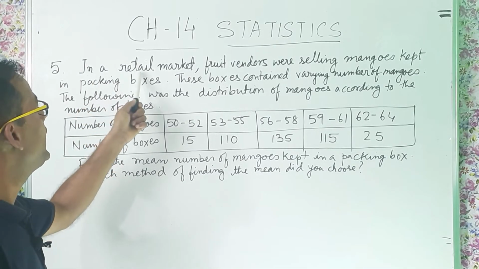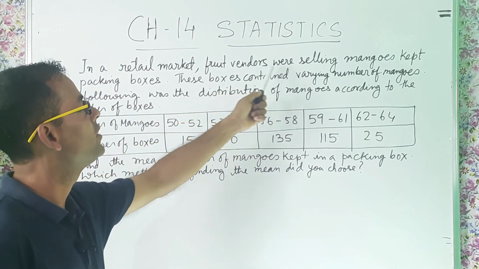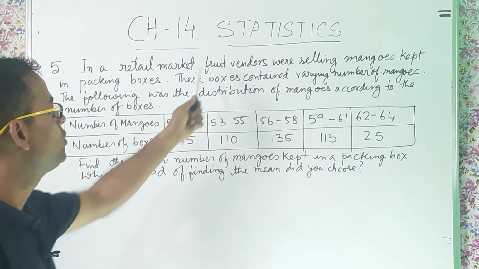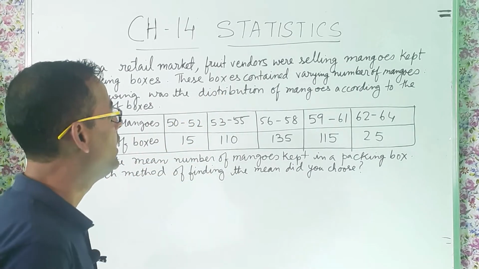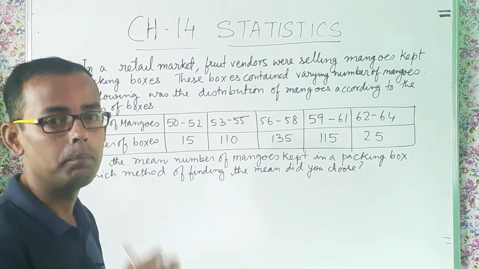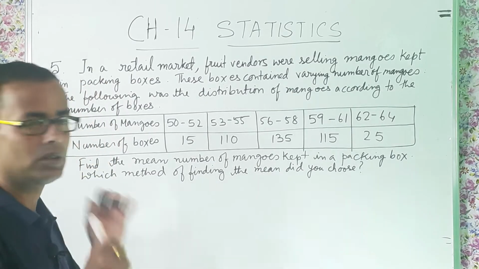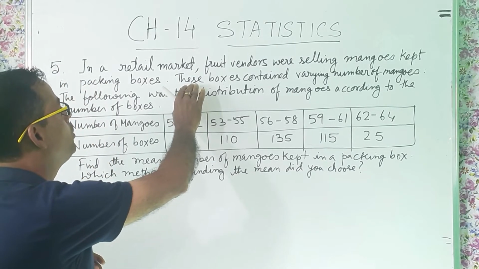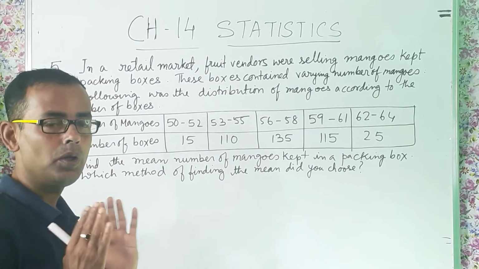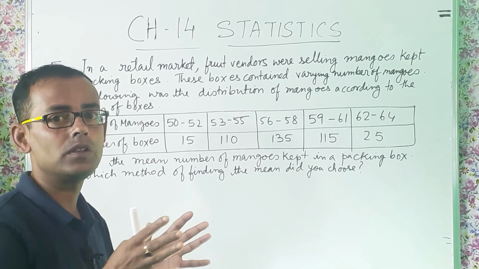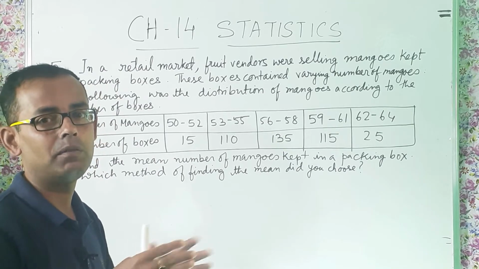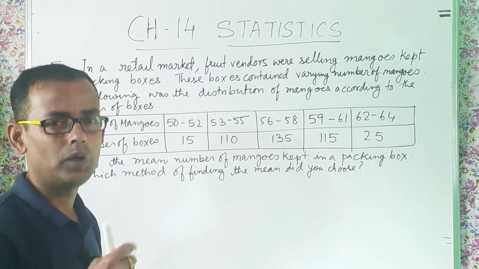In a retail market, fruit vendors were selling mangoes kept in packing boxes. Fruit vendors means the fruit sellers. They were selling the mangoes, and the mangoes were kept in packets, meaning boxes. These boxes contained varying number of mangoes. All the boxes didn't have the same number of mangoes; they were different. Maybe in some box there were 10 mangoes, some were 12 mangoes, like this way.